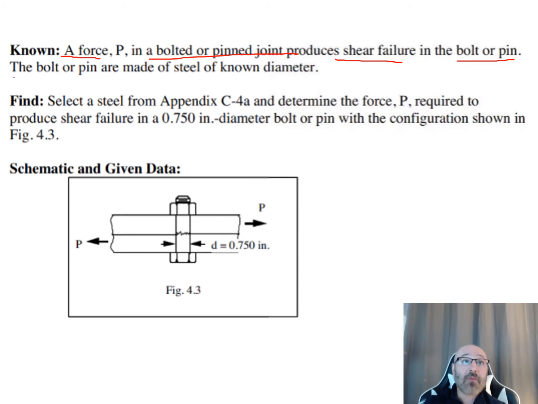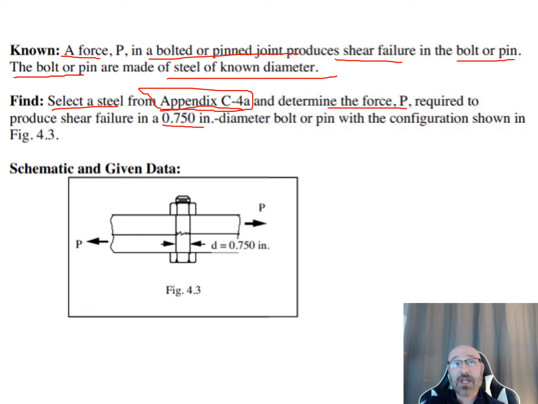So in this case, the bolt or the pin is made of a steel of known diameter. Now we know that it's steel and we know the diameter. What we can do with this steel is select the type of steel by going to Appendix C4A in the back of our textbook. Or there are other reference diagrams as well. If you don't have this textbook, there are a lot of other tables and charts we could go to. But for this, let's use our textbook chart, Appendix C4A. What we need to do is determine the force P required to produce a shear failure in a 0.75 inch diameter pin or bolt, with the configuration shown here.